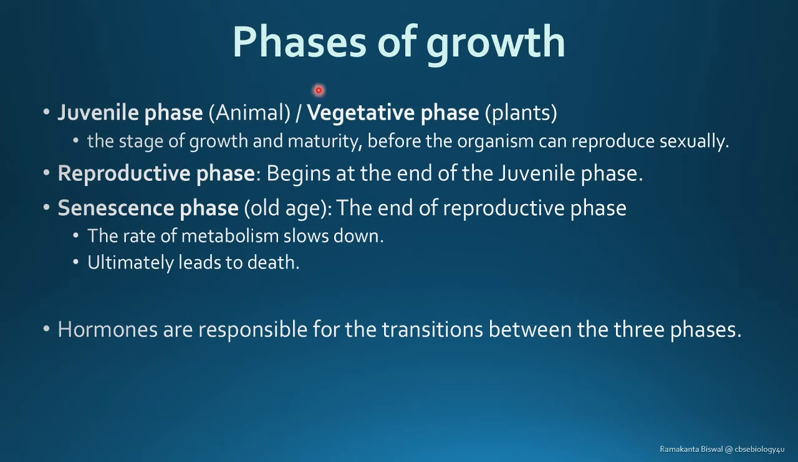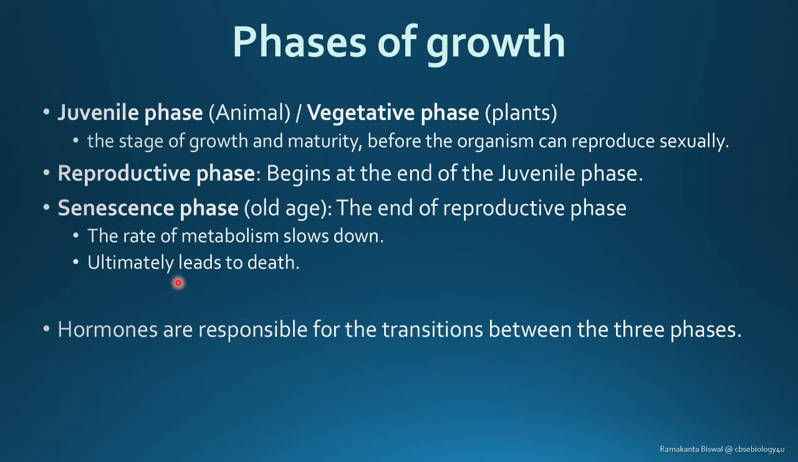Right. Now, what is this stage? This is the stage of growth and maturity before the organism is ready for sexual reproduction. So before sexual reproduction begins, the stage of development and maturity till then is called the juvenile phase or the vegetative phase. Now, the second stage in these organisms is called the reproductive phase, and that is basically the beginning of the reproduction, and that is the end of the juvenile or vegetative phase.